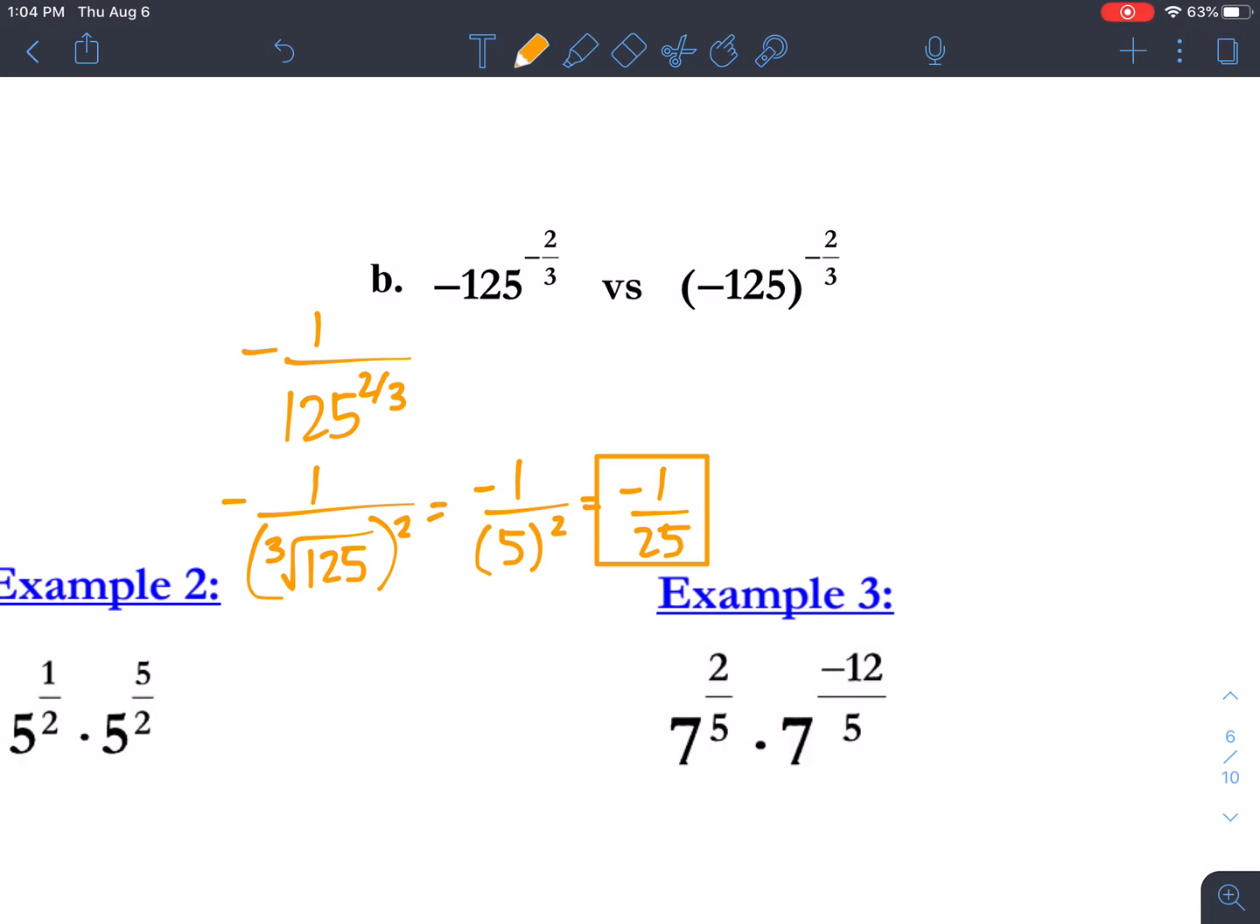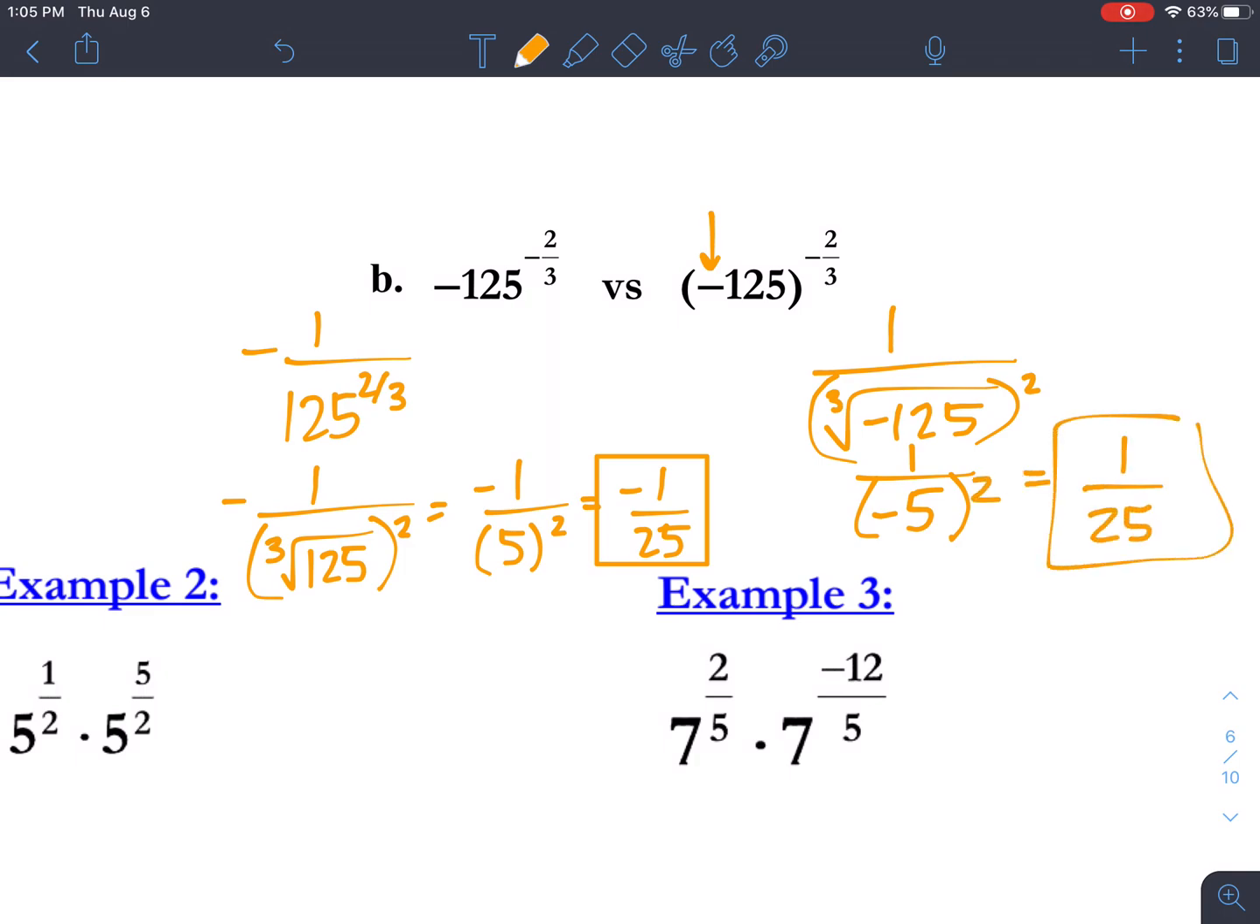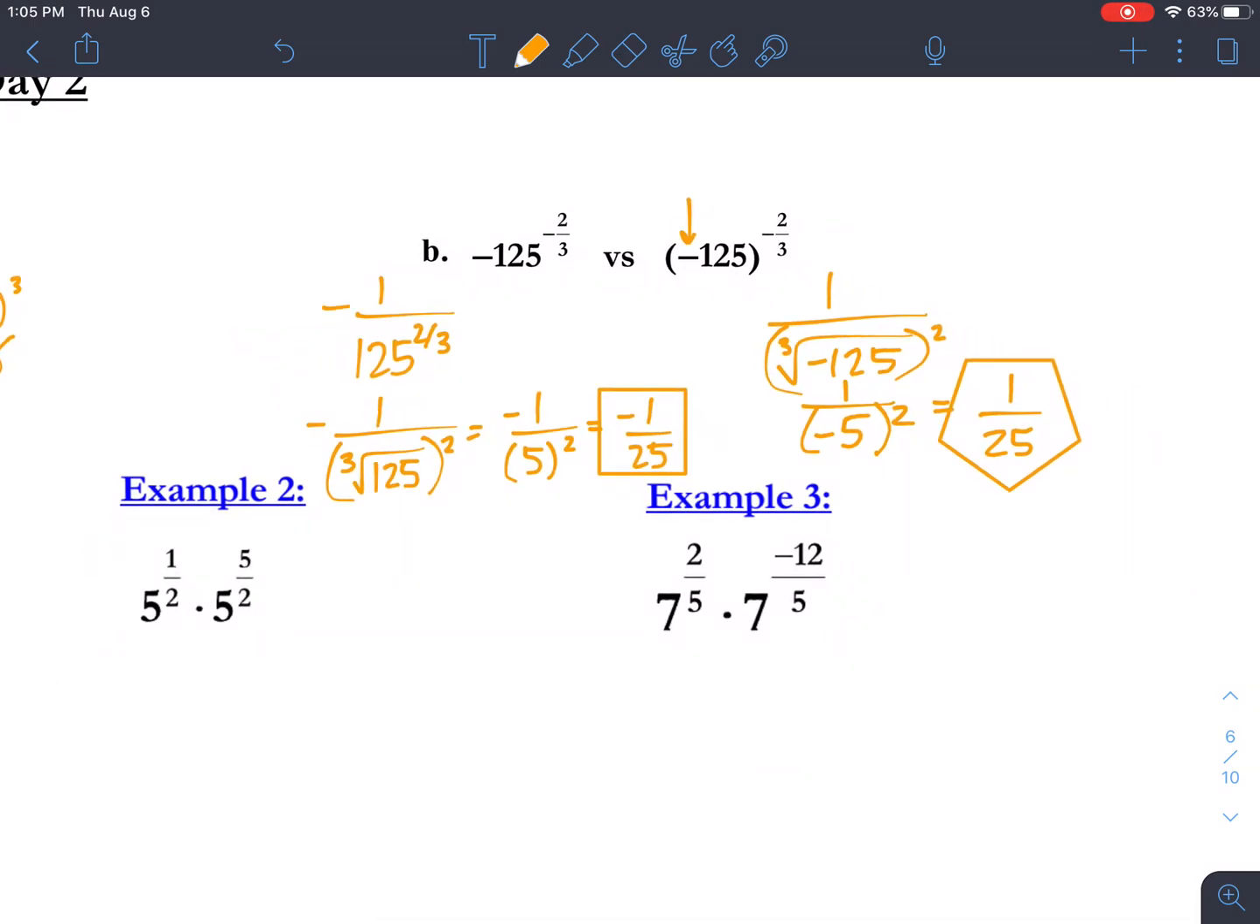And the only thing different here, guys, look at this one. Negative on the inside. That means 1 over negative cube root of negative 125 to the third, now, or to the second. My question is, can you take the cube root of a negative? Do three things multiply to a negative number? Yes, right? What three things multiply to negative 125? That would be negative 5. So now it's 1 over negative 5 squared, which is positive 1/25. Again, because that negative was impacted. That negative 5 was impacted by the exponent. So when I squared it, it became positive.